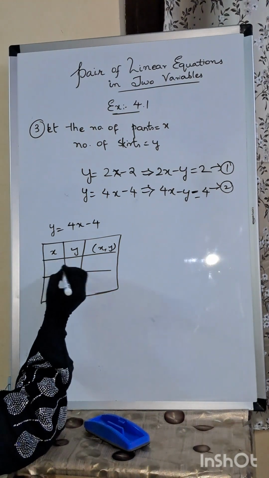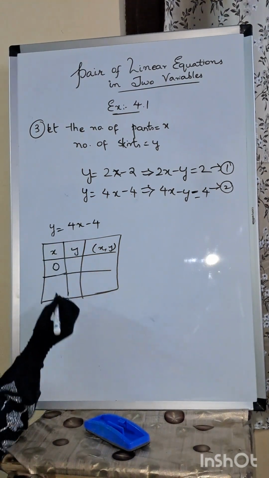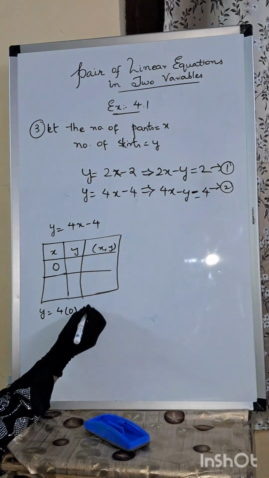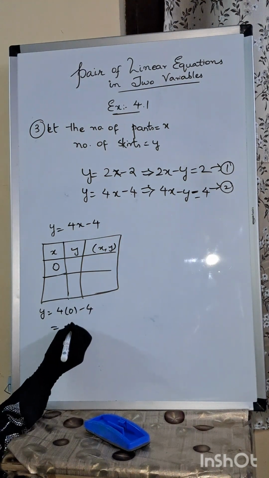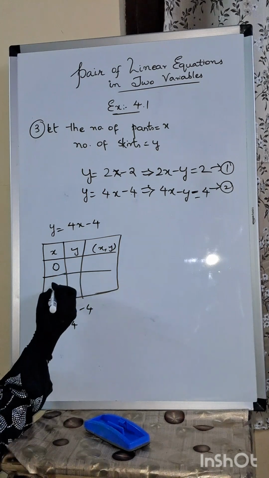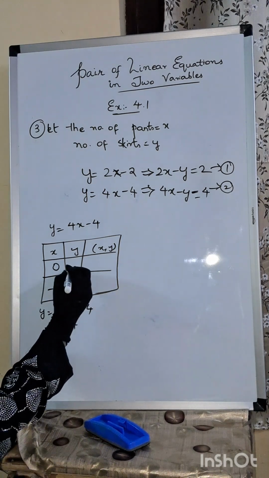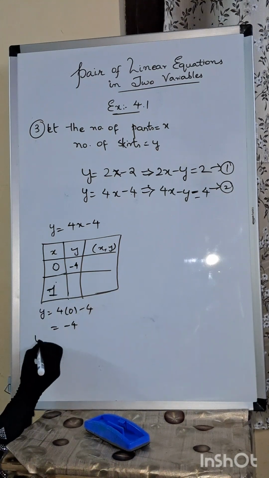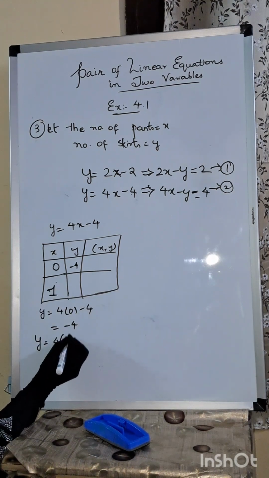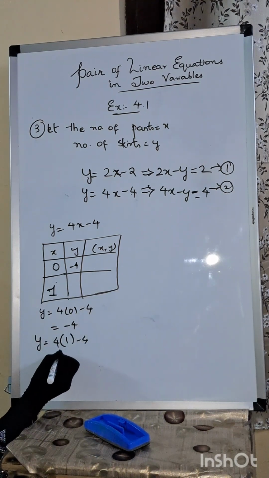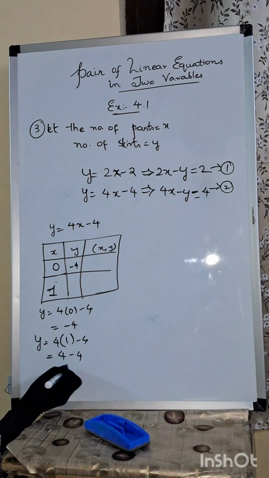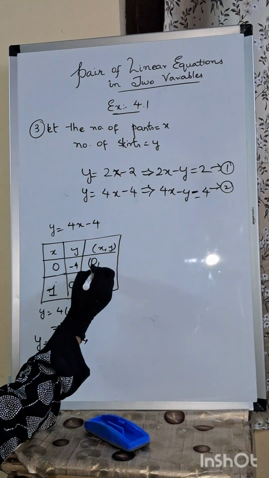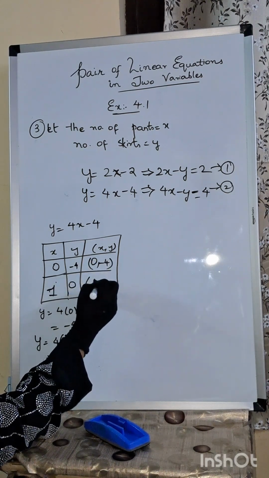If I take x as 0, what is the value of y then? y is equal to 4 into 0 minus 4. So here 4 into 0 is 0. So y is equal to minus 4. If I take x as 1, what happens? y is equal to 4 into 1 minus 4. 4 ones are 4. 4 minus 4 is 0. So our points are 0 comma minus 4 and 1 comma 0.